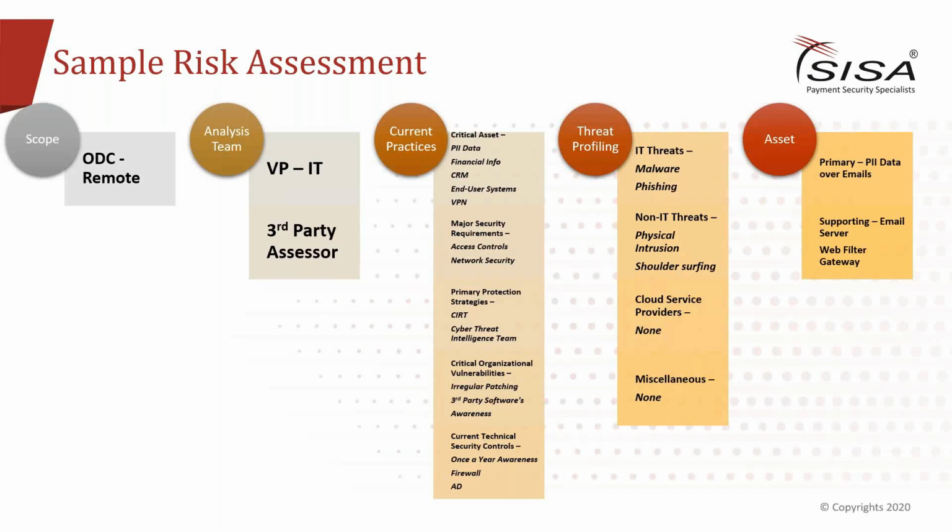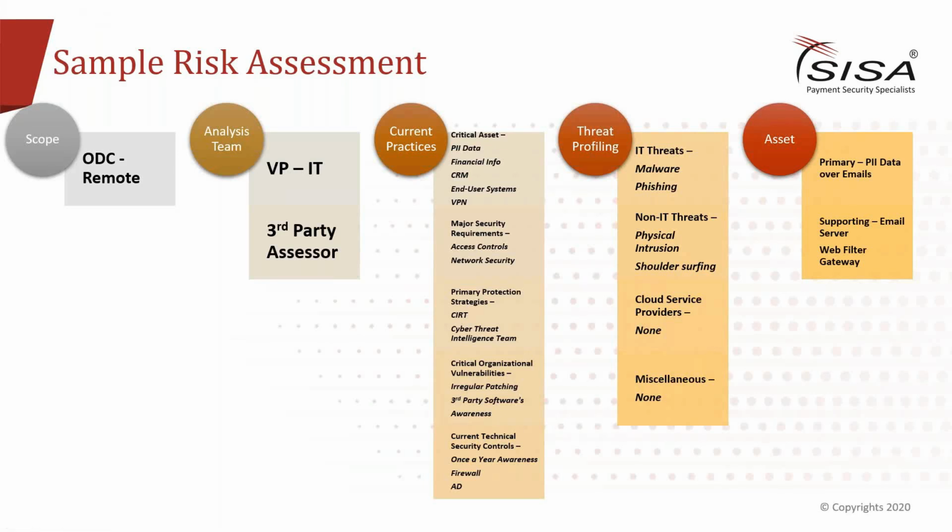Now, let's say this particular organization, this ODC, we performed interviews, we performed discussions, and we found out that the critical assets, what their senior management, their operational staff, and the managers as well think are, let's say, the PII data, the financial information, maybe some strategic process documents as well, the CRM application, the end user systems, and the VPN connections, which they are using to connect to their ODC or their infrastructure from their home, of course. The major security requirements, what they think, are the access controls and the network security, which should be maintained at the end of the day.